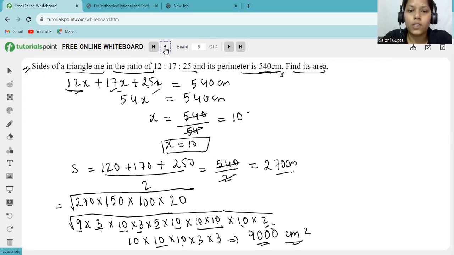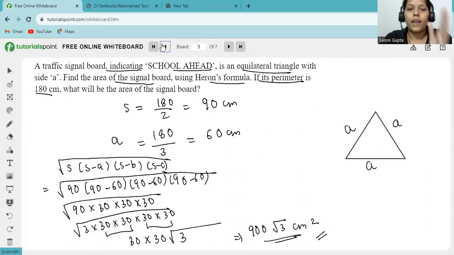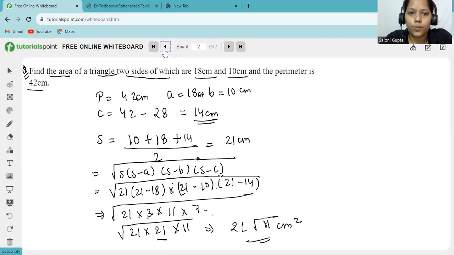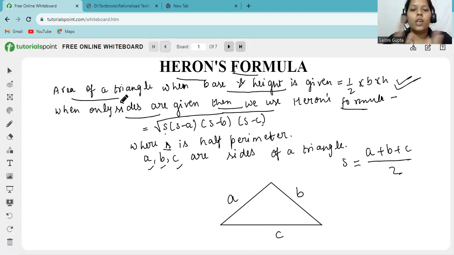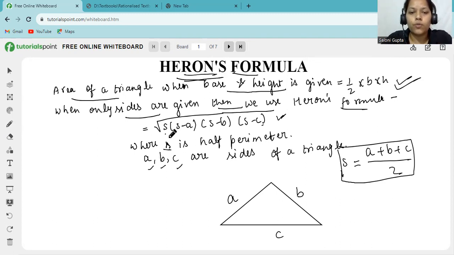I hope all of you have covered each and every question and the concepts in this video. What did we cover? How to find the area of a triangle when the base and height are given, and how to find the area of any triangle whose sides are given but not the height. We discussed the half perimeter, that is s, and the formula to find it, and then we saw the formula of Heron's: under root s into s minus a into s minus b into s minus c.